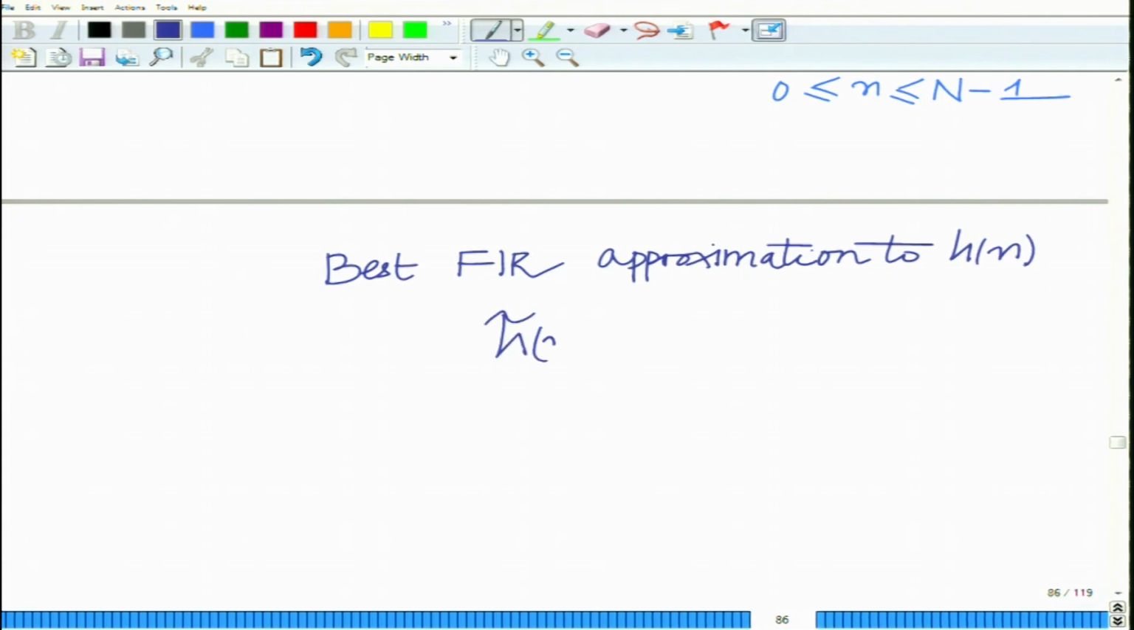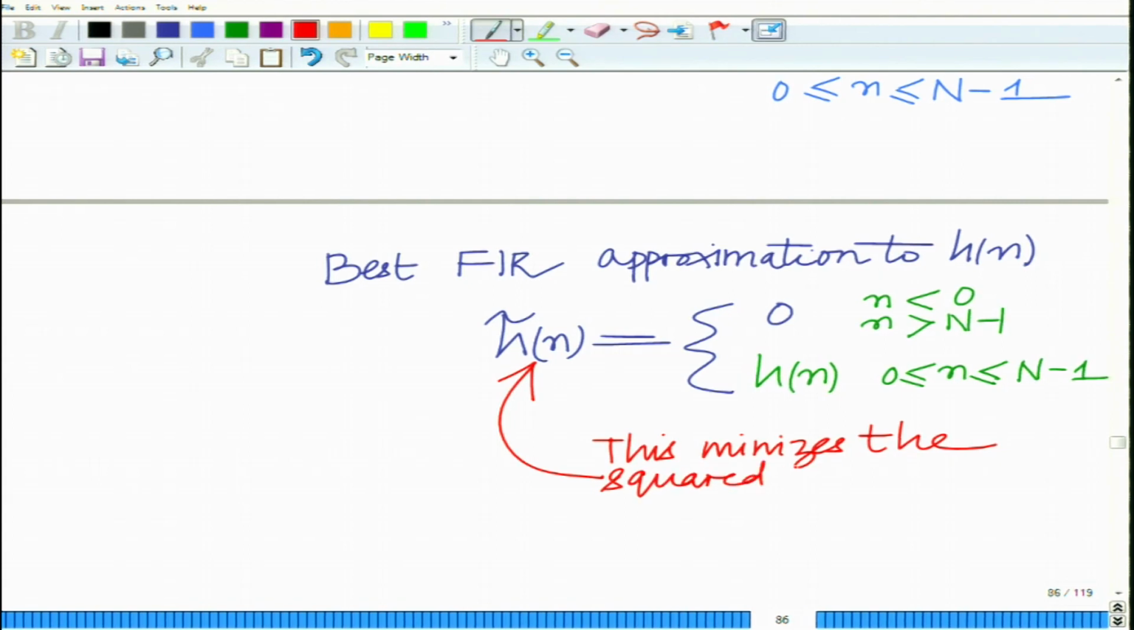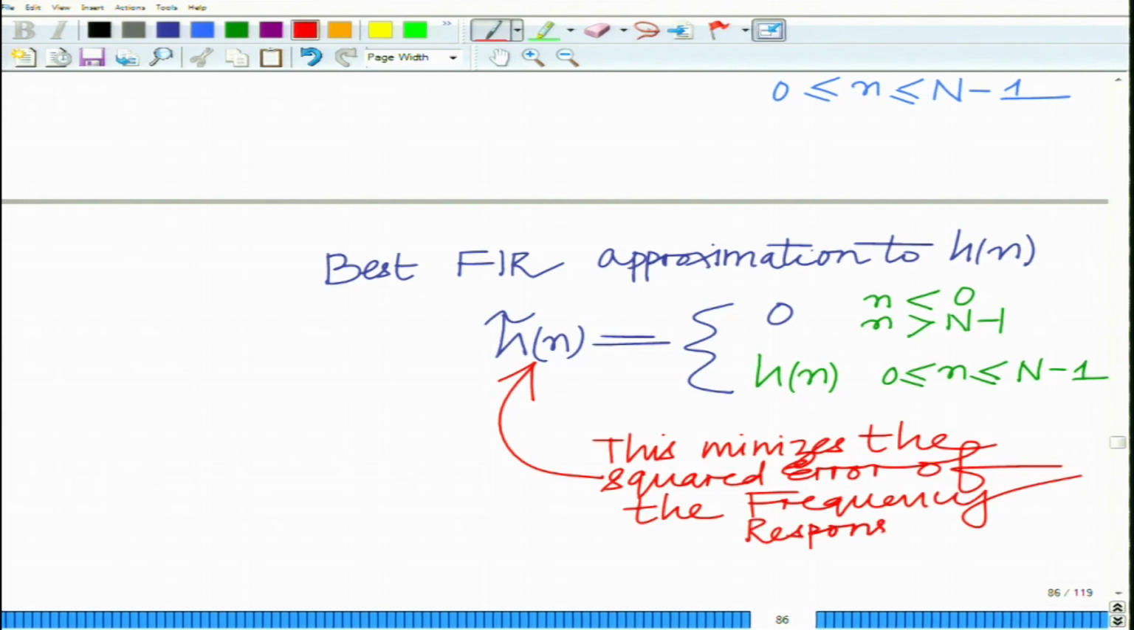Okay. So the best FIR approximation, the capital N tap FIR approximation, is h tilde n equal to 0 for n less than 0 or n greater than N minus 1, and equal to h of n for 0 less than or equal to n less than or equal to N minus 1. This minimizes the error in the frequency response. This minimizes the squared error of the frequency response.